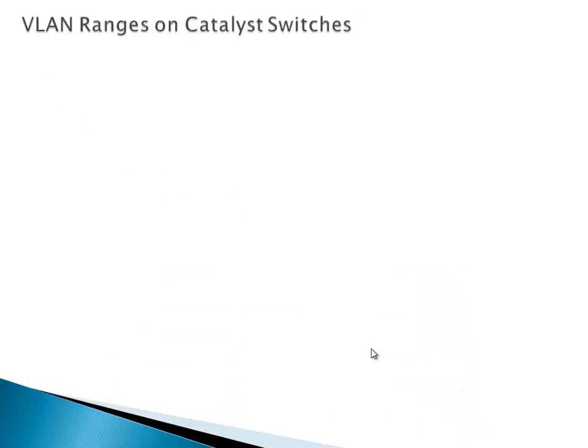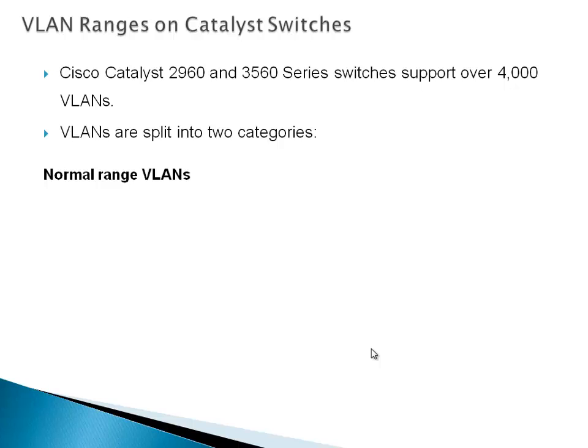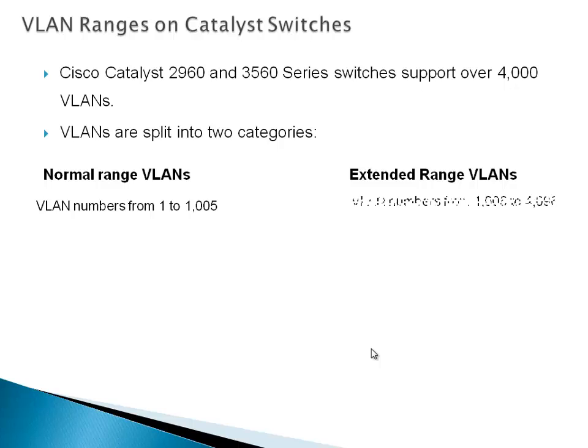VLAN ranges on Catalyst switches. On the Cisco Catalyst 2960 and 3560 series, switches support over 4,000 VLANs. VLANs are split into two categories. First, we have normal range VLANs, and then extended range VLANs. Normal range VLANs are numbered from 1 to 1005, while extended range VLANs are numbered from 1006 to 4096.